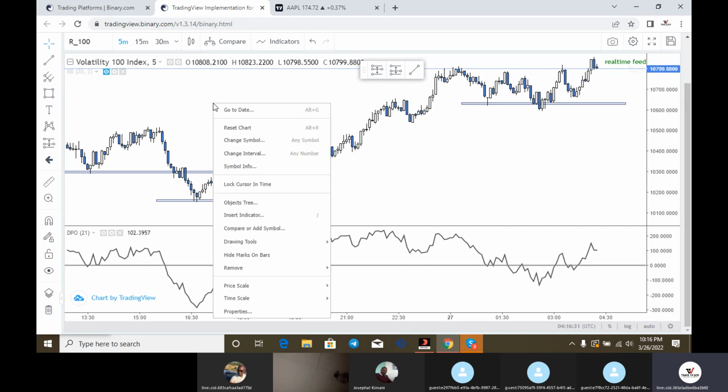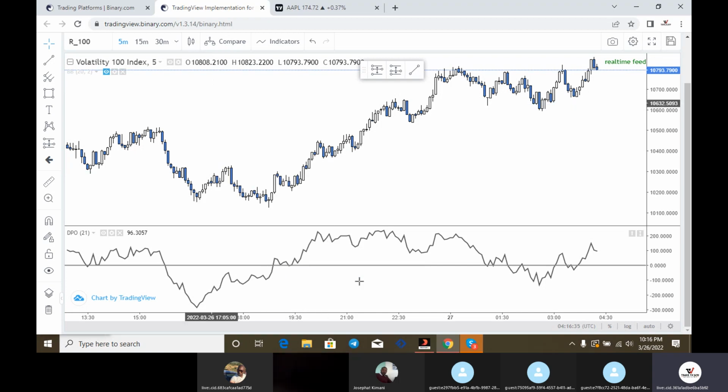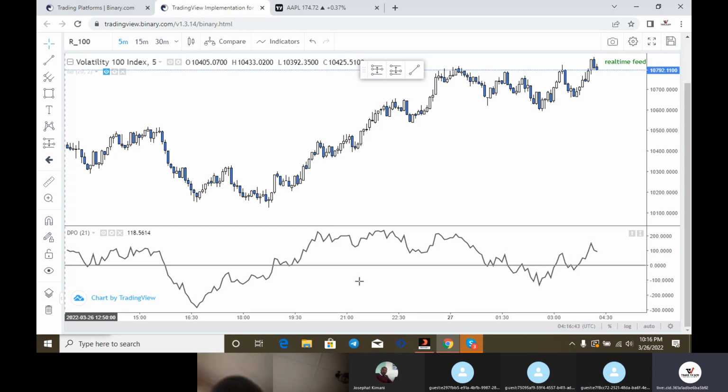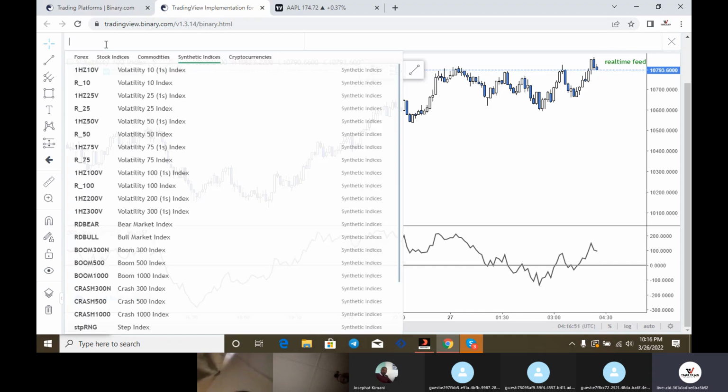So someone else should give me another pair. See, this works on Boom and Crash, but I really don't want to touch it on Boom and Crash. Let's just play around VIX. All right, let's enjoy ourselves with VIX today. So give me another pair. Step index. Yes, I was waiting for someone to mention step index.